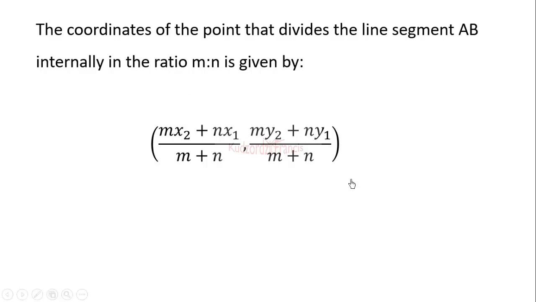So let's recall that this is what will give us the coordinates of any point that is dividing the line segment AB internally in the ratio m is to n. So let's take our first example.